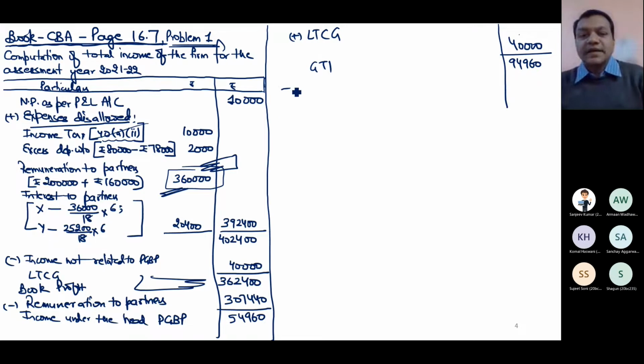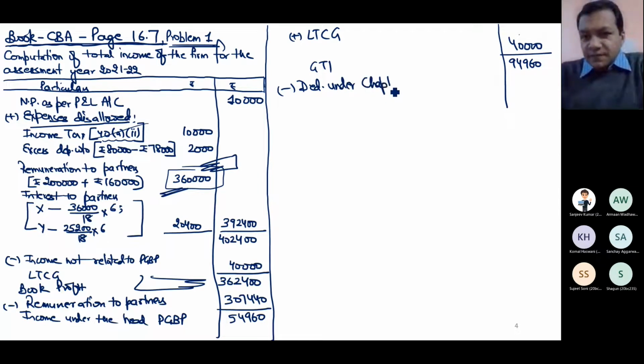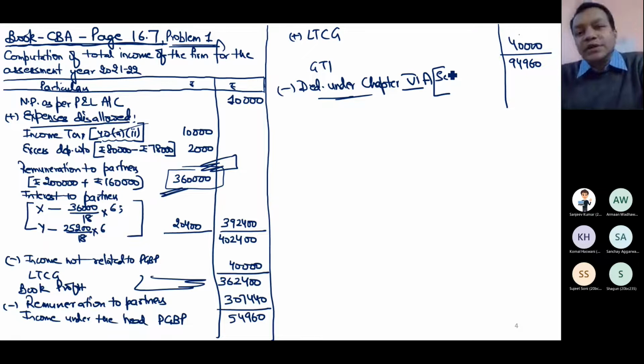Less: is there any deduction under section 80C to 80U? But now I will not use the words 80C to 80U. Do you remember which chapter of the Income Tax Act contains the deductions? It is chapter 6A. I should write deduction under chapter 6A. Don't write 80C to 80U because a firm cannot claim 80C as well as 80U.